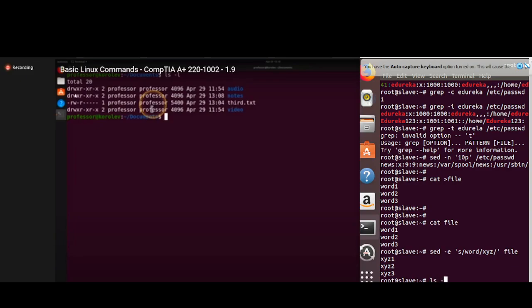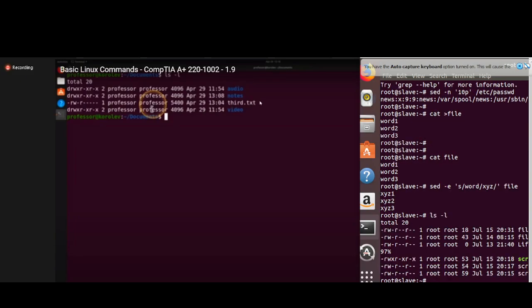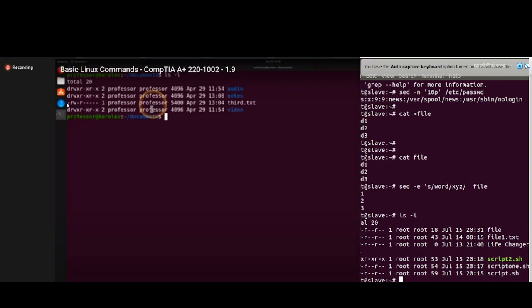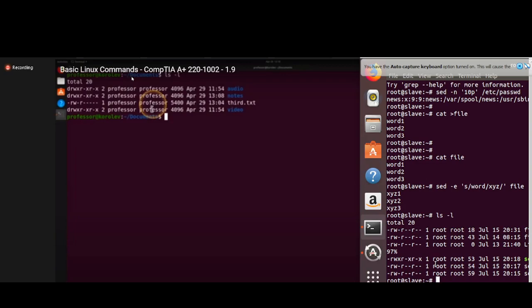D means directory. So the third.txt is a file. Here instead of D there is a hyphen written. So in this way you can also identify more information. If the letter is D, it means this is a directory. If it is a hyphen, it means this is a file.